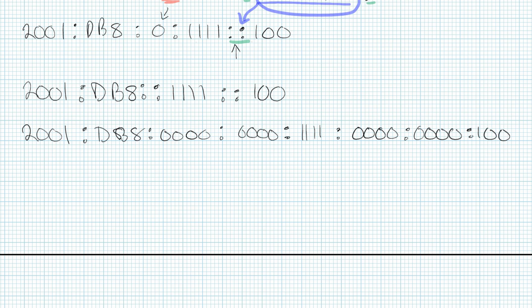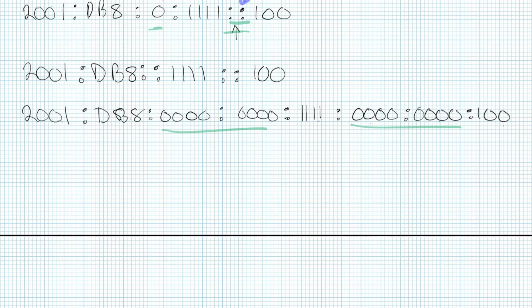So it still allows us to have 1, 2, 3, 4, 5, 6, 7, 8 sections, but in this case the zeros have been misrepresented. We have 2 here and 2 here instead of the 1 here and the 3 here that this represents. So we need to make sure that if we're collapsing into a double colon, we're only doing it in one place, and usually we're removing the larger section of zeros.